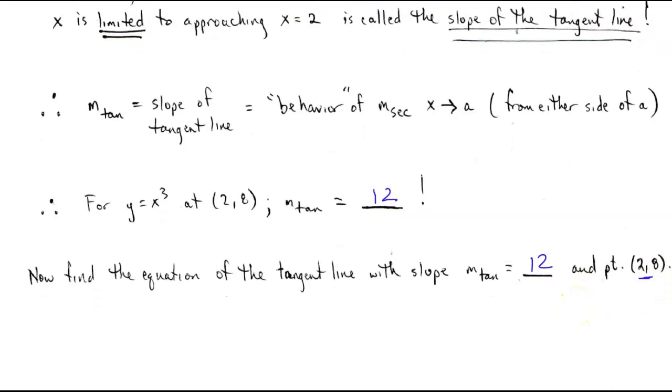Now, of course, if we have that, then life is easy because now we're back in elementary algebra, where we can use our point-slope formula to find the equation of the line, where our x1 and y1 are the x and y coordinates 2 and 8. And then, of course, the slope m is going to be 12. And we just need to solve that for y. So I'll just go ahead and do that really quick here.